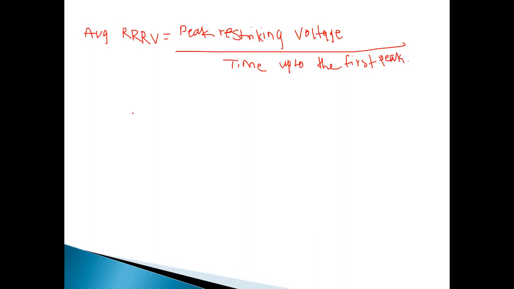Okay, so the peak restriking voltage, is that given or not? It is not given, right? So we have to find that, and the time up to the first peak. That also we can find. So first we'll find the peak restriking voltage.